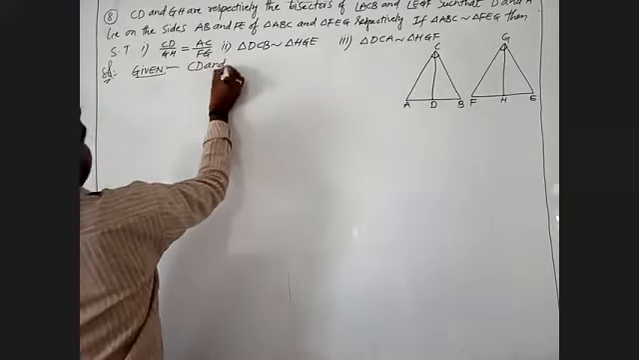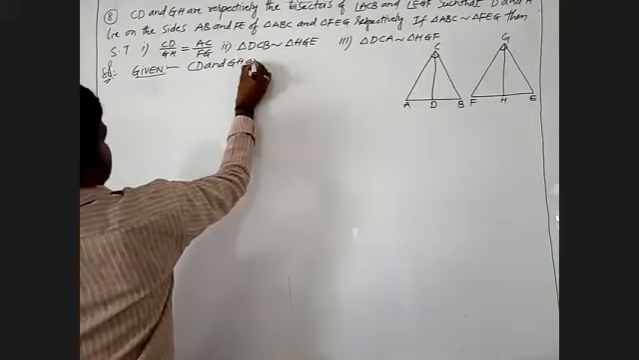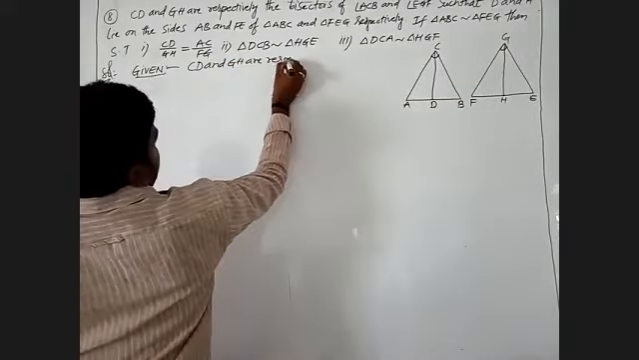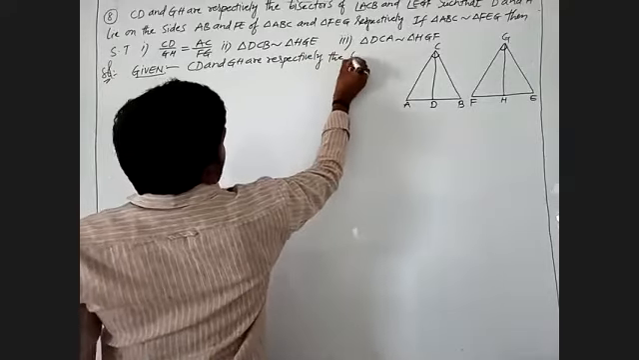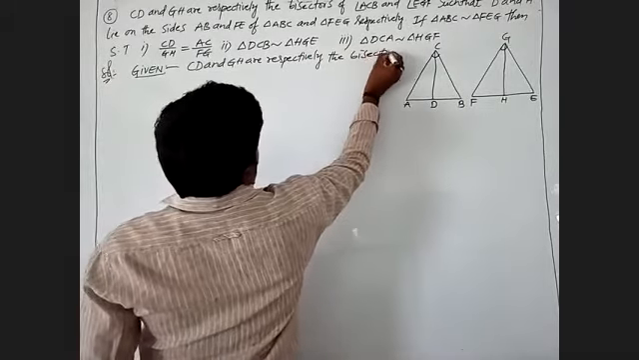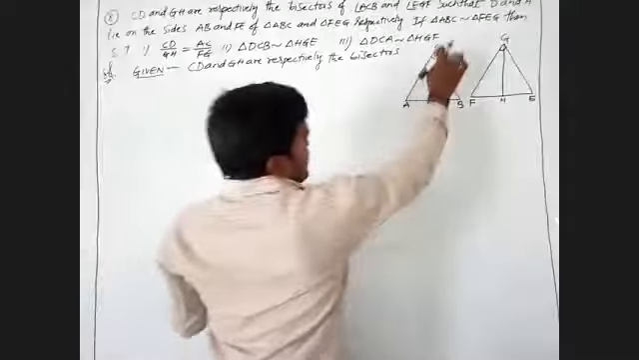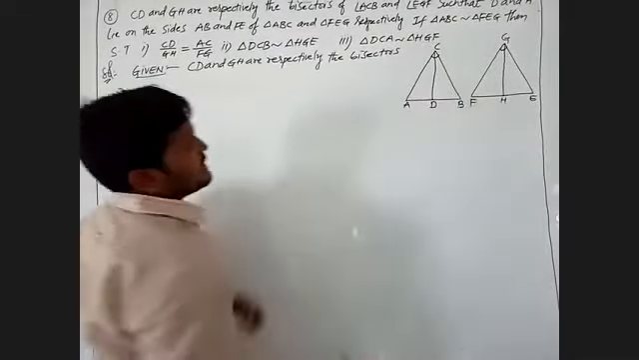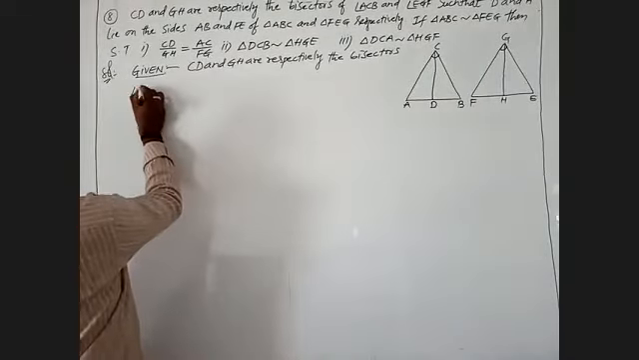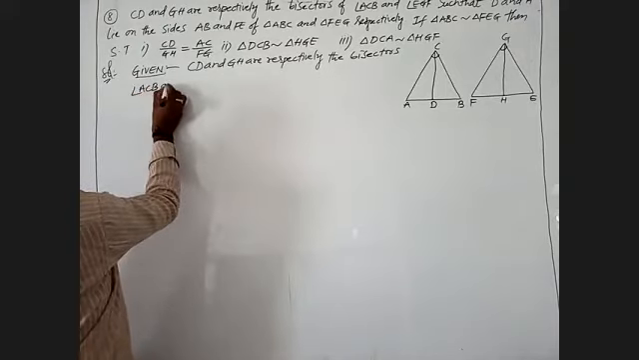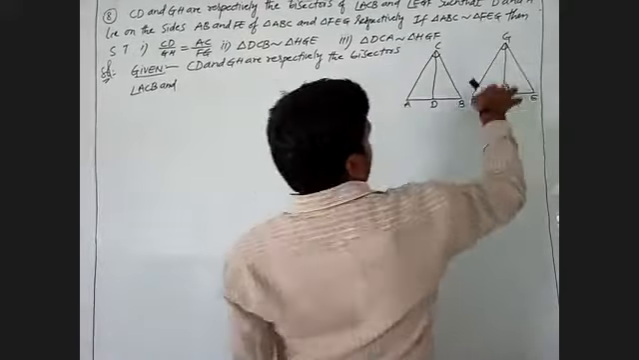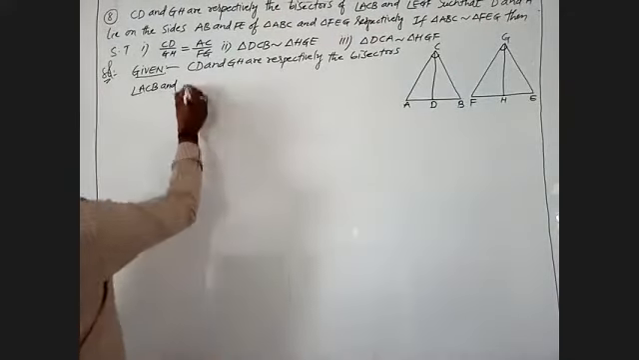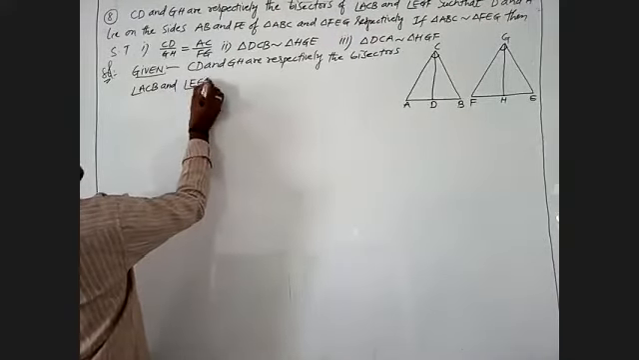CD and GH are respectively the bisectors of... CD is the bisector of angle ACB and GH is the bisector of angle EGF.